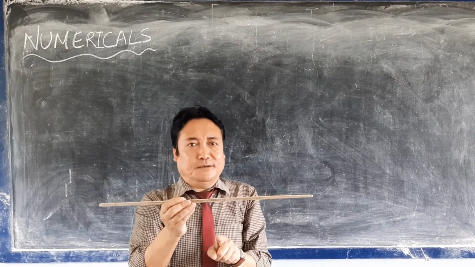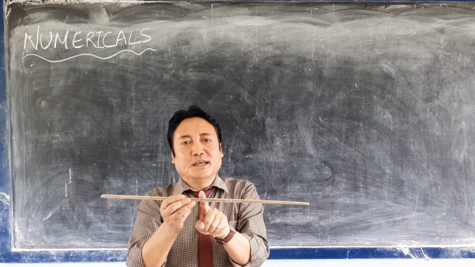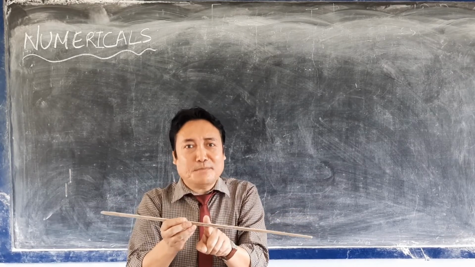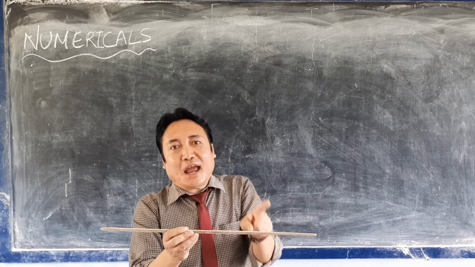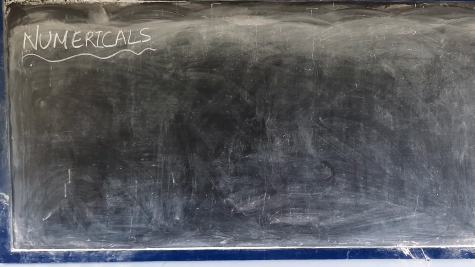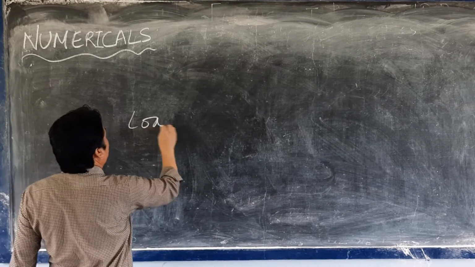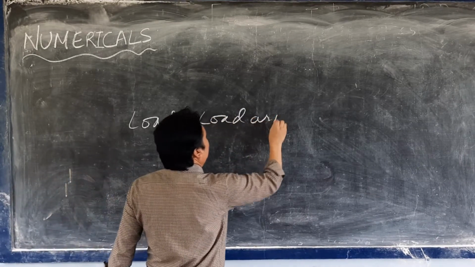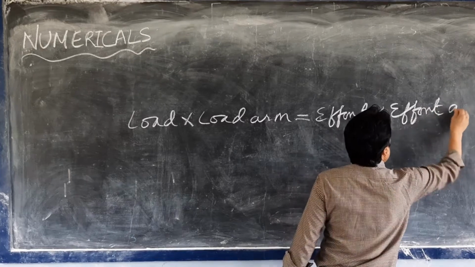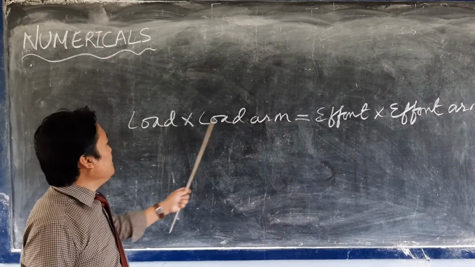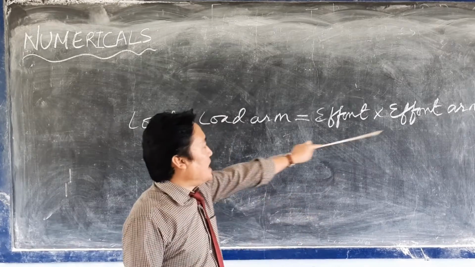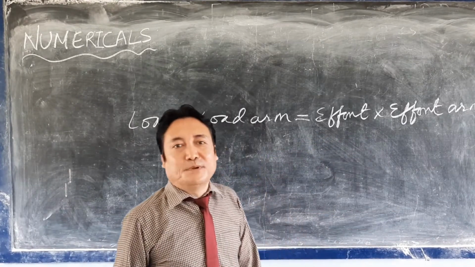So regarding this condition, the lever is said to be in a balanced condition when load into load arm equals effort into effort arm. That means when the lever gets balanced, load into load arm equals effort into effort arm. When these become equal, the lever gets balanced. And this is known as the principle of lever.